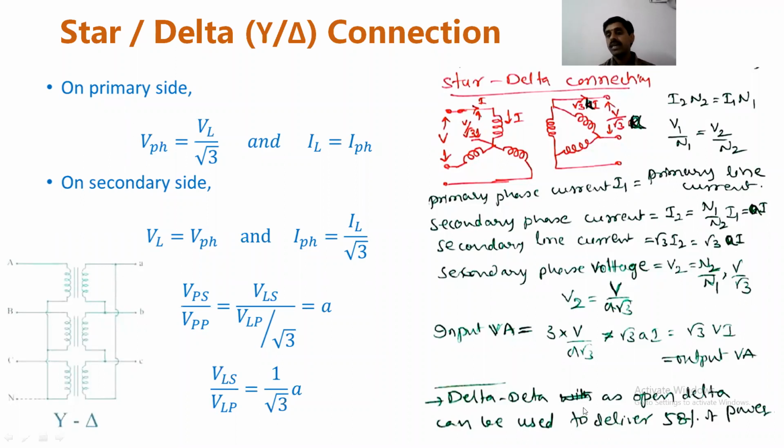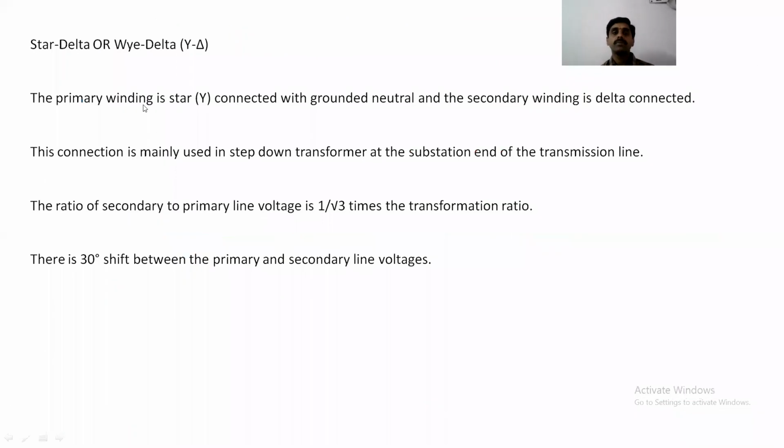So delta-delta as open delta can be used to deliver 58% of the power. That's what I said: delta-delta connection as open delta is used to deliver 58% because one connection is gone. So now let us continue with the star-delta transformer.